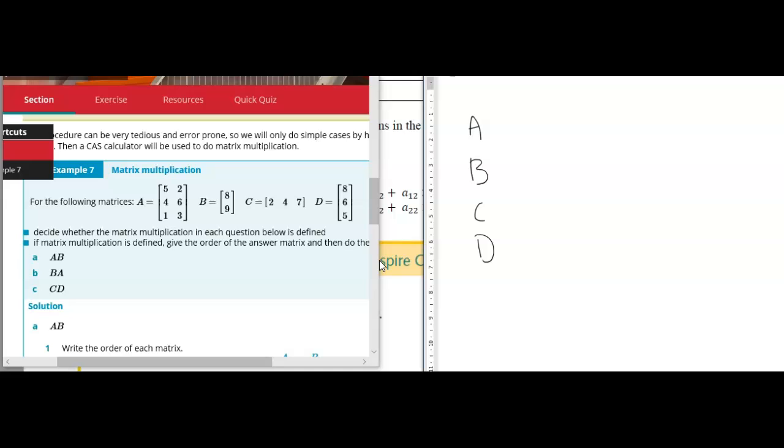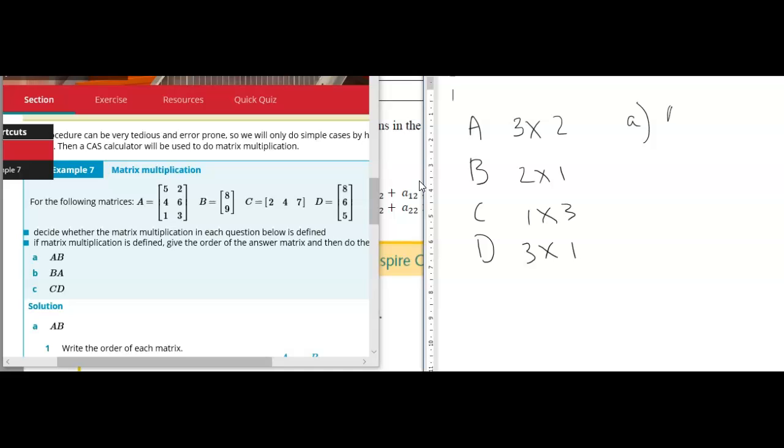So matrix A has 3 rows, 1, 2, 3, and 2 columns, so it's a 3 times 2 matrix. Matrix B, 2 rows, 1 column. C is 1 row, 3 columns. And D is 3 rows, 1 column. Okay, so let's have a look at which ones we can do. And I might just write that over here so we can keep the orders on the screen.